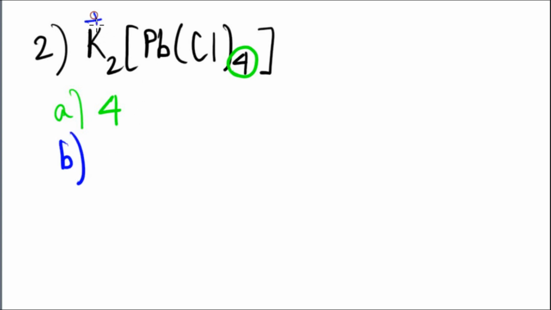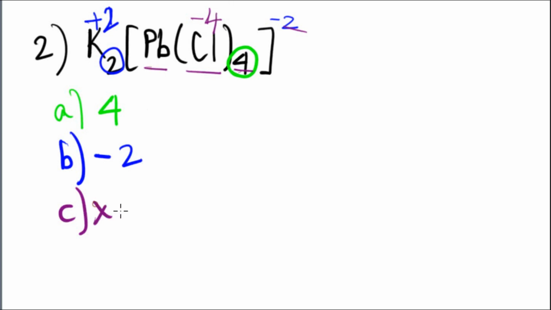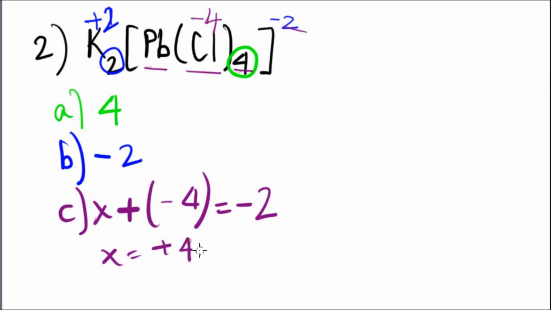For B, the complex ion: the outer sphere has 2 potassium. 1 potassium is +1, so 2 will be +2, and so the complex ion will be -2, the opposite of the outer sphere. For C, the central metal ion: the complex ion is -2. The charge of 1 chlorine is -1, times 4 will be -4 because there are 4 chlorines. So doing algebra again, the charge of the central metal ion, which is lead, is going to be +4 - 2, which is equal to +2.